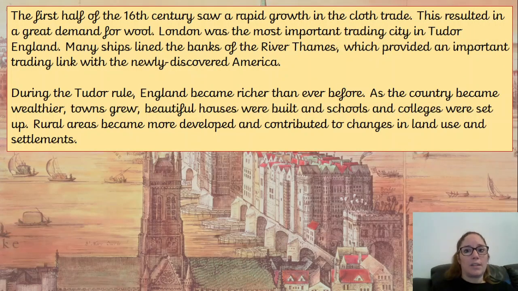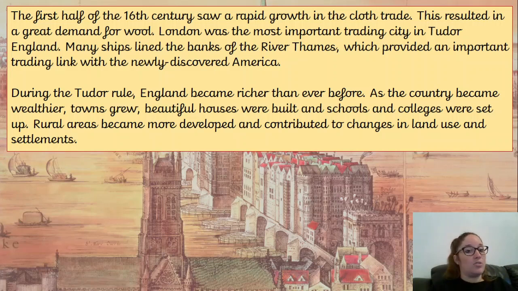London was the most important trading city in Tudor England because many of the ships lined the banks of the River Thames, which provided an important trading link with the newly discovered America. Okay, who did we learn about last week, who went to America instead of Asia? It was Christopher Columbus.